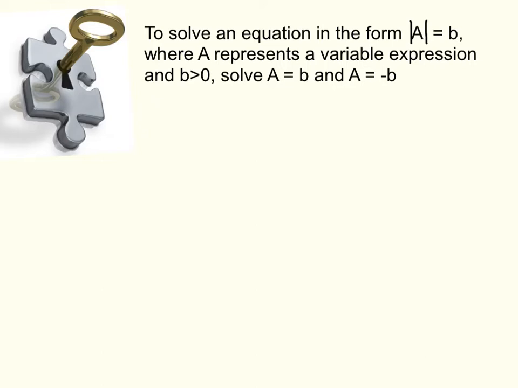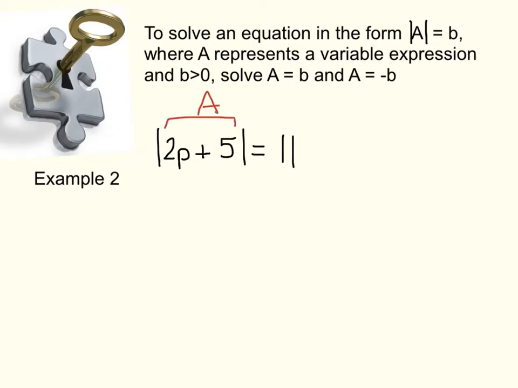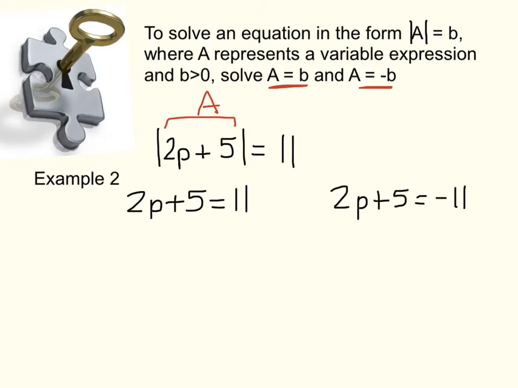So if I gave you an example that represented that, example number 2, I want you to solve the absolute value of 2p plus 5 is equal to 11. Now, is the absolute value isolated? Is it by itself? Absolutely. So you have to write two equations. Remember, this whole thing represents your a up top. So we have to say a equals b, which here is 11, and then negative b, which would be negative 11. So I could write 2p plus 5 equals positive 11, and 2p plus 5 equals negative 11.